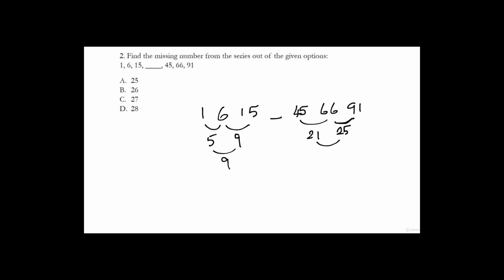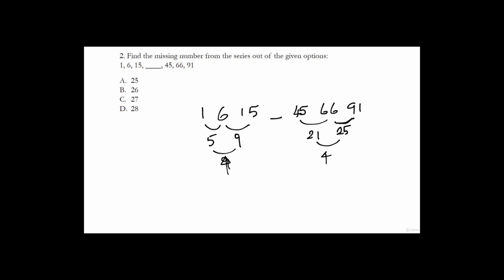Find the missing number from the series. So the numbers given are 1, 6, 15, and there is the missing number, then we have 45, 66 and 91. So the difference between 1 and 6 is 5, 6 and 15 is 9, 45 and 66 is 21, 66 and 91 is 25. Now the difference between 5 and 9 is 4, the difference between 21 and 25 is 4.